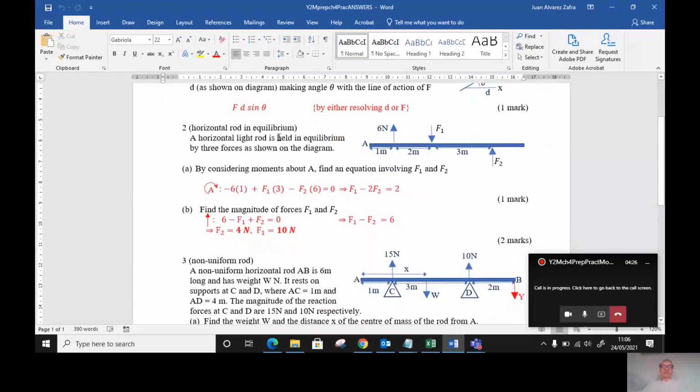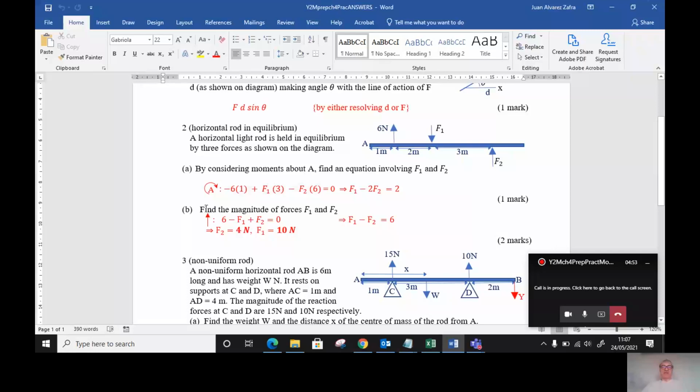Question 2. A horizontal light rod is held in equilibrium by three forces as shown on the diagram. So don't think of weight or anything else. These are the only forces. In fact, I suppose F1 could be a weight. So we're given 6 newtons up, F1 down, and F2 up, and we're given the locations. And we're asked in part A to consider moments about A. We could have taken moments about other points, but the question asks us to take moments about A.